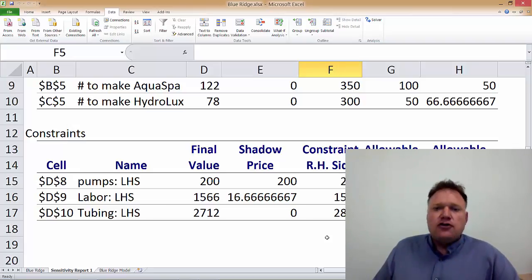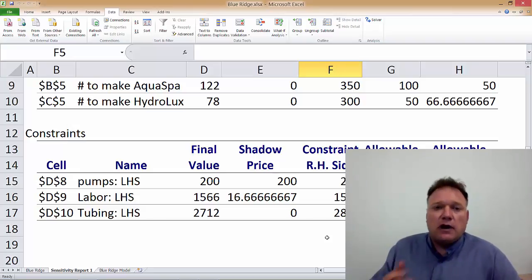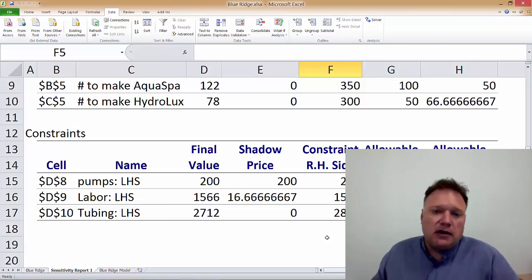Now, here comes the interesting stuff. Shadow price, 200. We have 200 for shadow price under pumps, and we have 16.66666 and so on for shadow price under labor, and 0 for shadow price under tubing. Now this is very meaningful to me. 200 is the amount of additional profit for each additional pump that I get. So as a manager, if I'm working this model, I see my profit. I'm going to make 122 AquaSpa and 78 Hydrolux. I have 200 pumps available. I'm going to use 200 pumps.